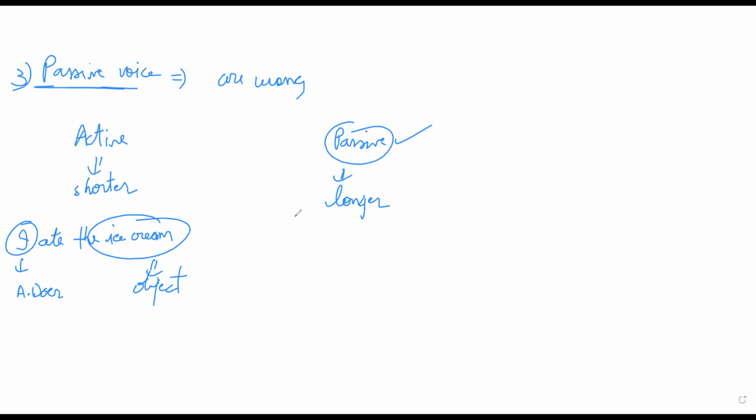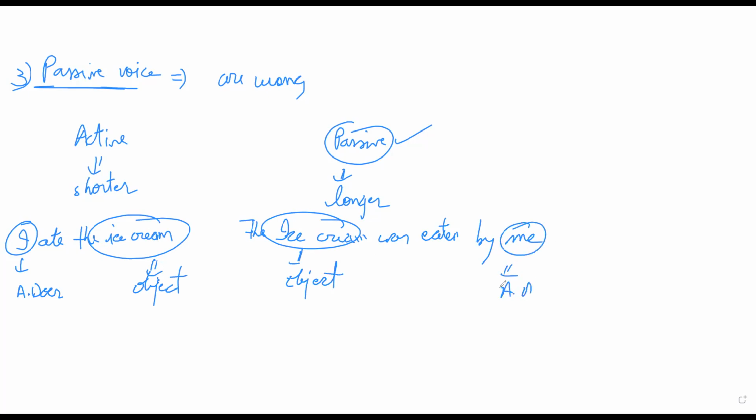How do you identify if it's passive voice? We say the ice cream was eaten by me. So whenever you have the object first and the action doer later, that's when you identify it's passive voice, and the word by clearly signifies a lot of times that it is in passive voice. Understood? So directly eliminate all passive voice options.